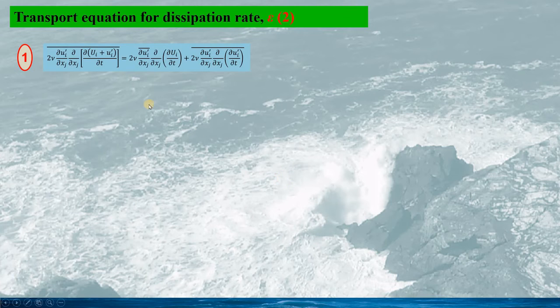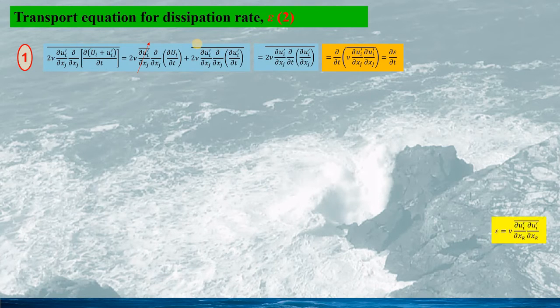For term 1, we can simply take the average velocity out of the averaging operation. So we have the expression as this, and drop the term with the averaging of the single fluctuating velocity. We have this. And finally, we have the expression as this for the first term. Here, epsilon is defined as this.